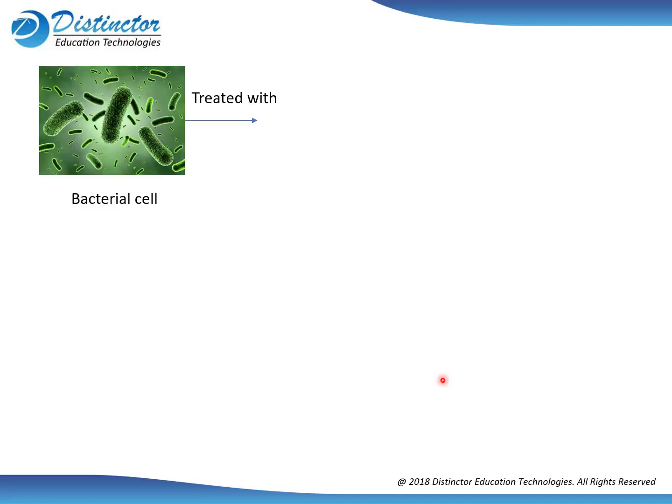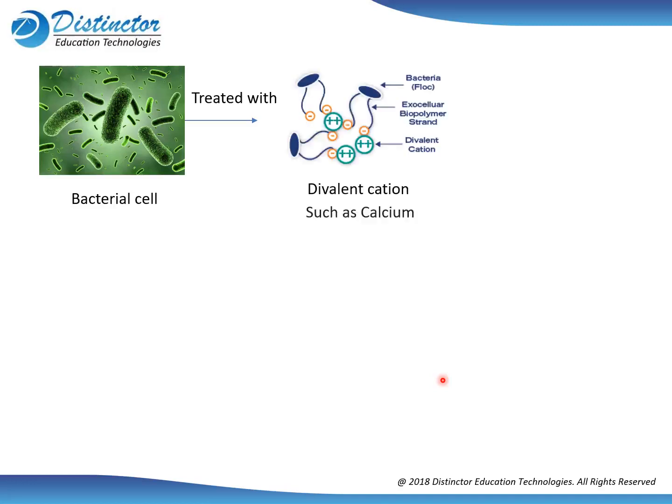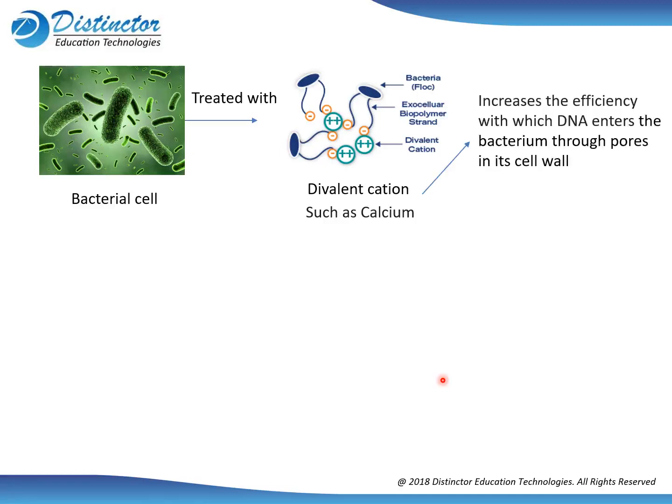So let us take a bacterial cell. We are going to treat it with a divalent cation. For example, we are using calcium. When we use calcium, it increases the efficiency with which DNA enters the bacterium through the pores in its cell wall. So when we treat a cell with a divalent cation such as calcium, it makes pores in the cell wall, so that plasmids or DNA can easily enter through the pores in the cell wall.